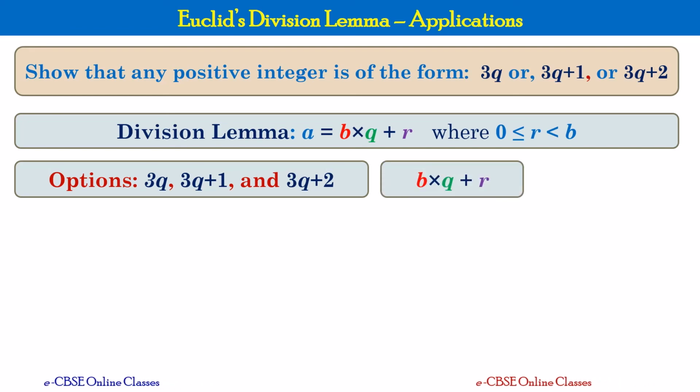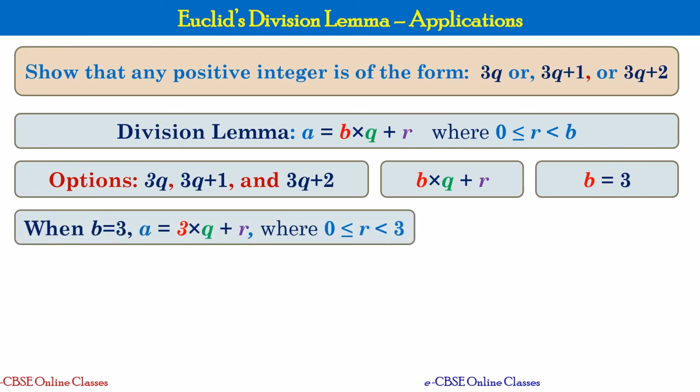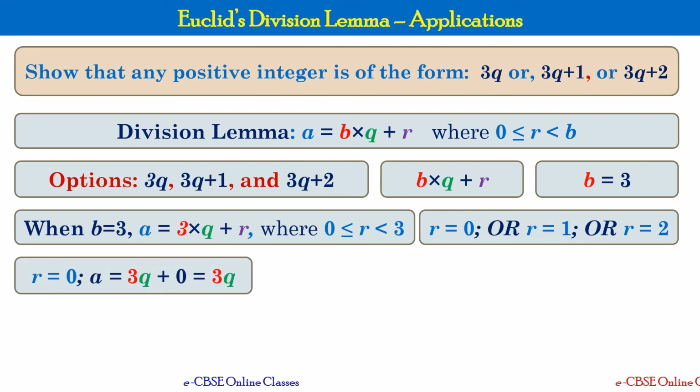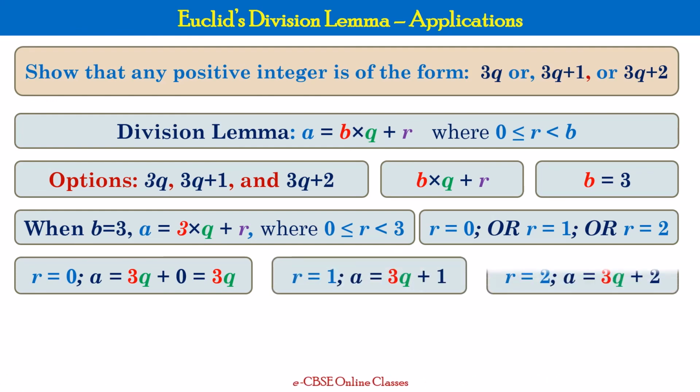So here the options given are 3q, 3q plus 1 and 3q plus 2. If you compare that with the right hand side of the lemma, bq plus r, you can quickly notice that here b is equal to 3. So when b is equal to 3, what will be the values possible for r? That is r equal to 0 or r equal to 1 or r equal to 2. So now when r is equal to 0, a is equal to 3q plus 0, that is equal to 3q. When r is equal to 1, a is equal to 3q plus 1. When r is equal to 2, a is equal to 3q plus 2.